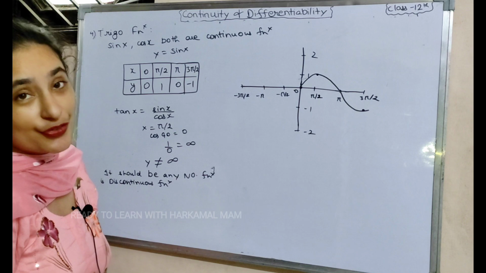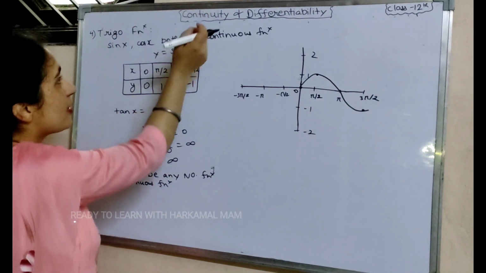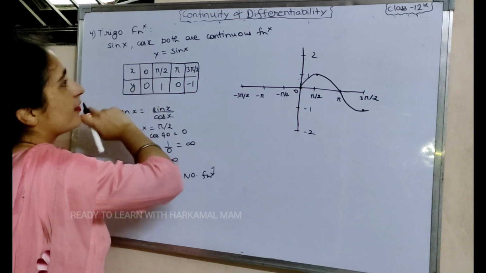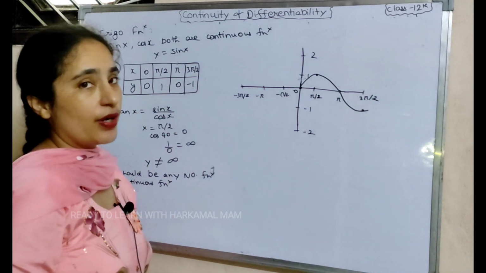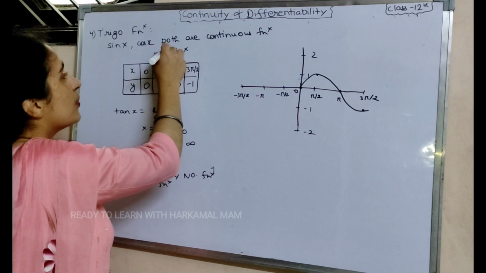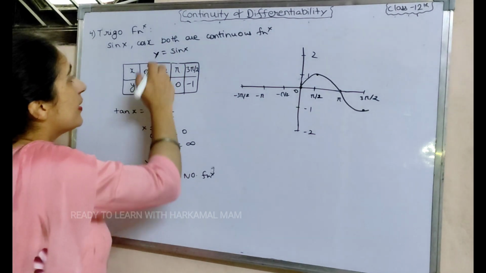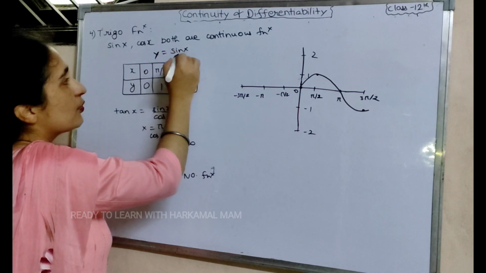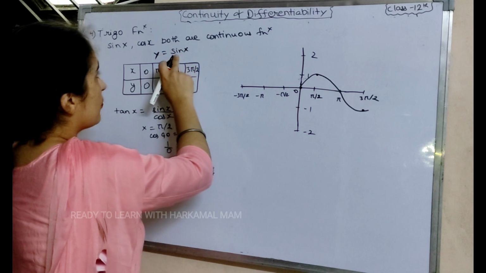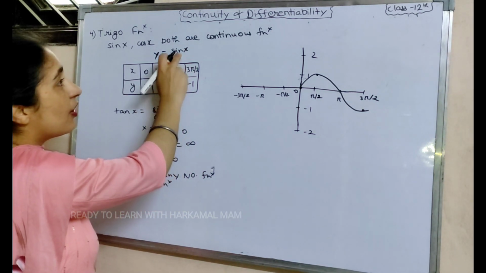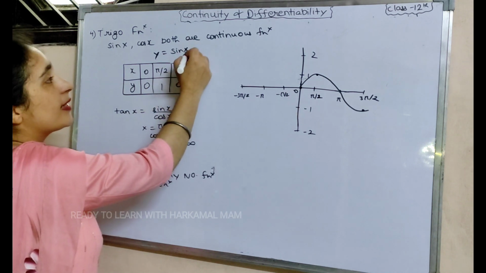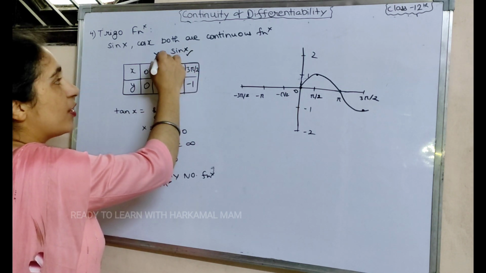Next we have the trigonometric function. Let us check the continuity. Sin x and cos x, both are continuous functions. How? Let us explain. Let us take the example of the function y is equal to sin x, to check the continuity of the function. We can check by taking the value of x and getting the value of y.